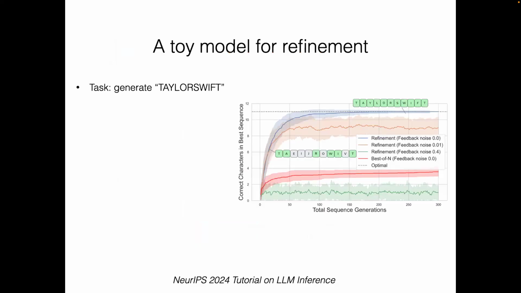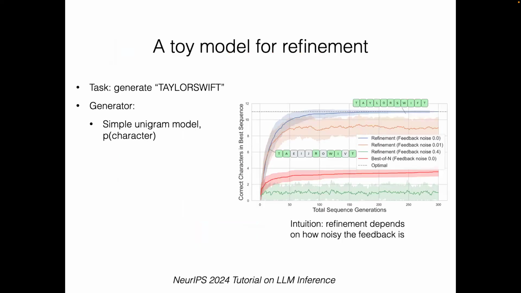So here's a toy model for thinking about this. So we had this tutorial, and this was from the tutorial. You can simulate what's happening here with even just not a large language model. So here the goal is to generate this sequence, Taylor Swift. And at the time we were giving this tutorial, Taylor Swift was actually performing, had a concert in the same city. So it's a relevant example.